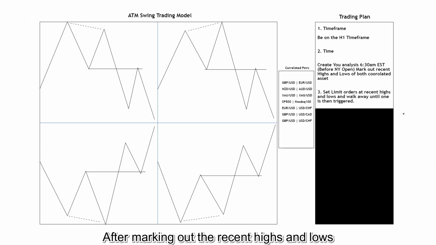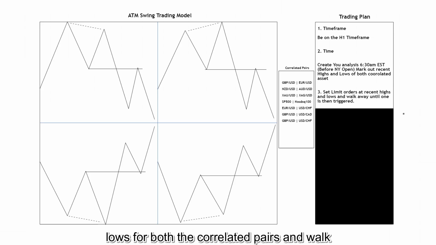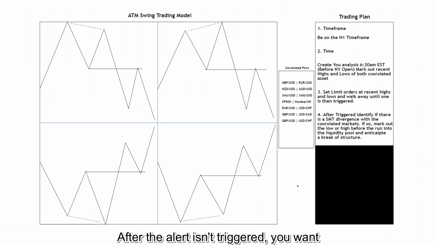pairs. After marking out the recent highs and lows, you want to set limit orders at the highs and lows for both the correlated pairs and walk away until an alert is triggered. After the alert is triggered, you want to look at the correlated markets and identify, is there an SMT divergence between these two correlated pairs? If so, mark out the highs and lows before the run into the liquidity pool, essentially anticipating a breaker structure.